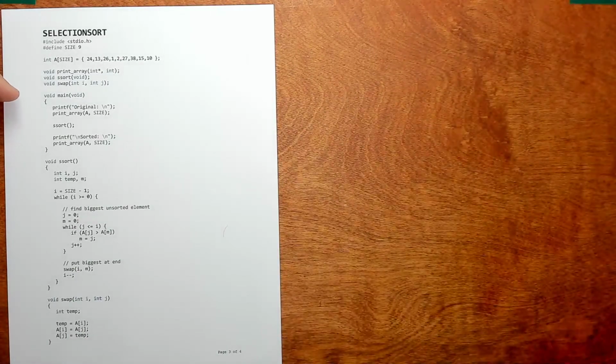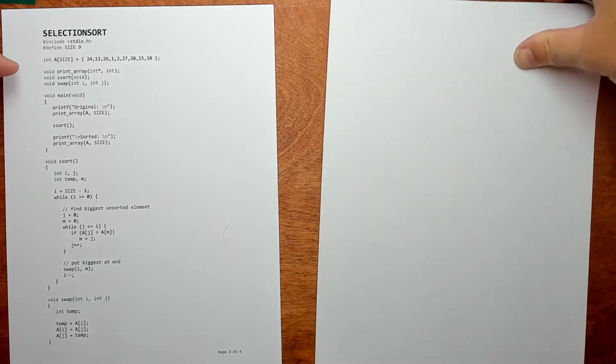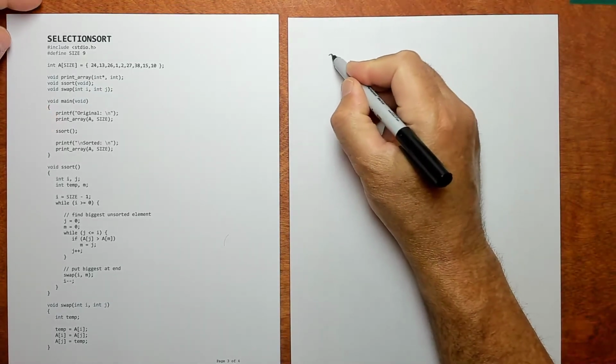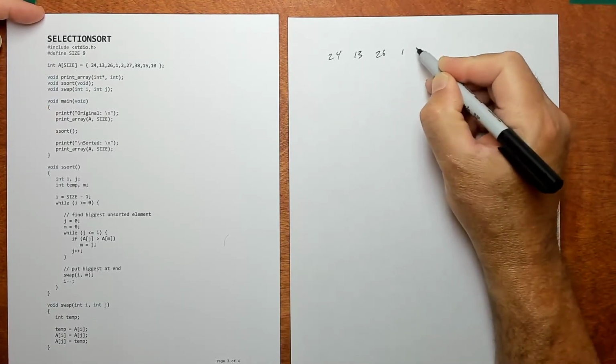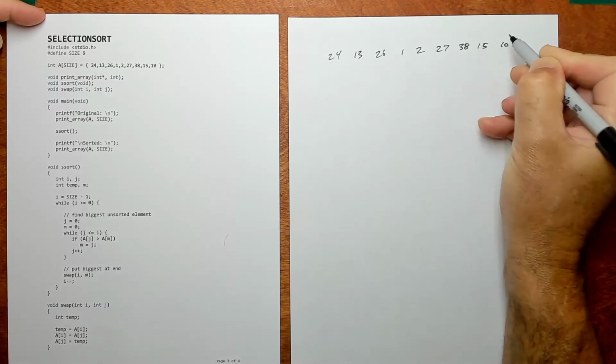So we repeatedly find the next biggest item in the list. So here we go: 24, 13, 26, 1, 2, 27, 38, 15, 10.